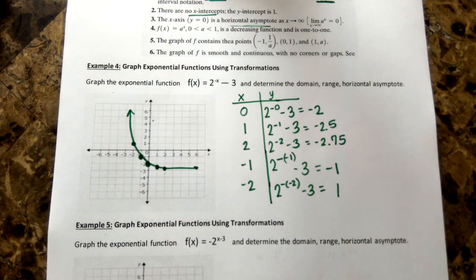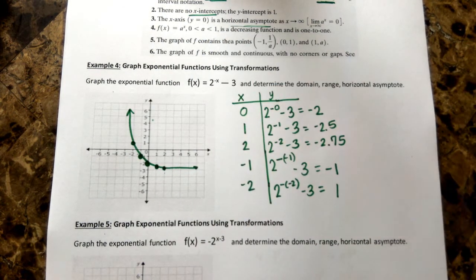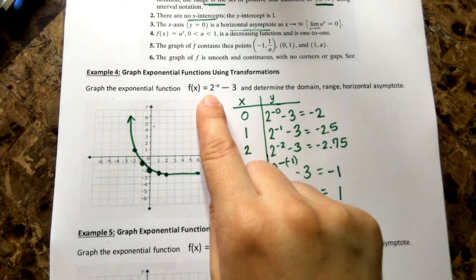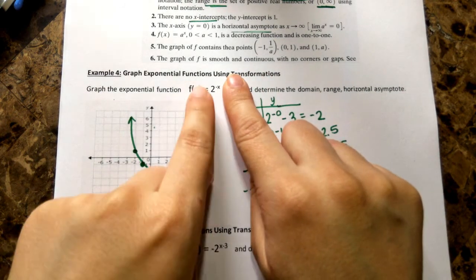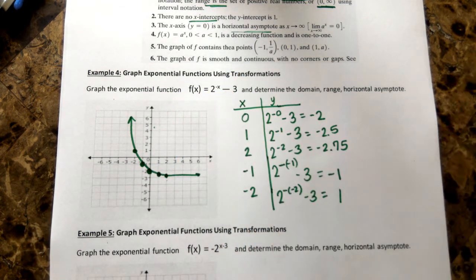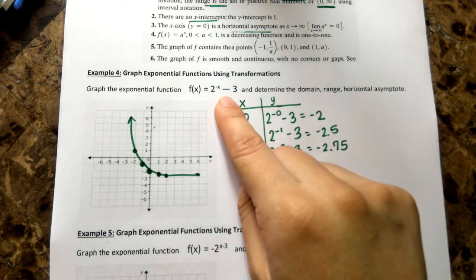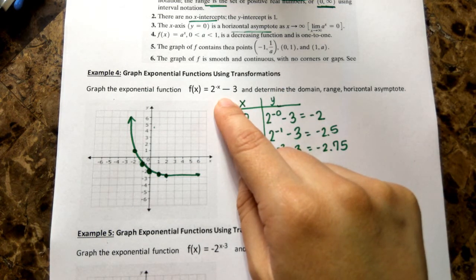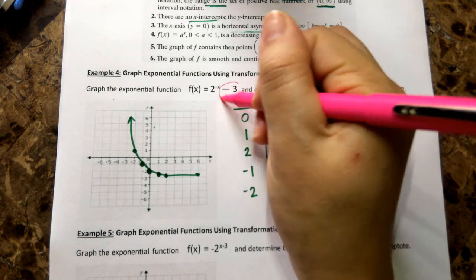Now this graph's a little different because that minus 3 kind of changed it a little bit. Now the thing that differs here is this graph is very similar to the graph of 2 to the negative x, but this minus 3, all that minus 3 does, if you remember what we did with transformations, it just takes the graph and it shifts it 3 units down. That's what this minus 3 does.